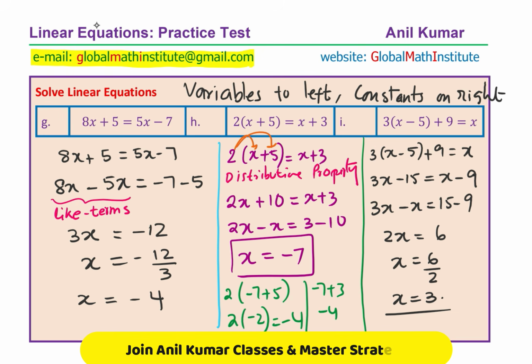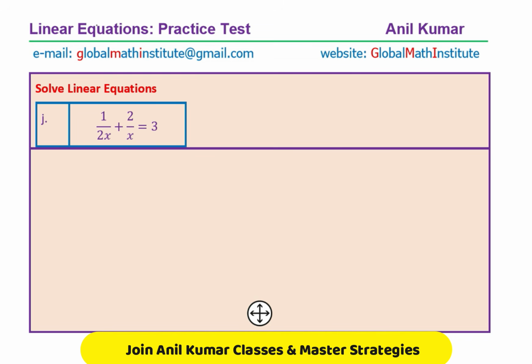Perfect. I hope these steps are absolutely clear. Once again, we have applied the property of bringing all the variables to the left side and constants to the right side. We have also introduced the distributive property, where we are multiplying a monomial, a constant this time, with a binomial, which is 2 terms. Okay, let's move on and take the next set of questions.